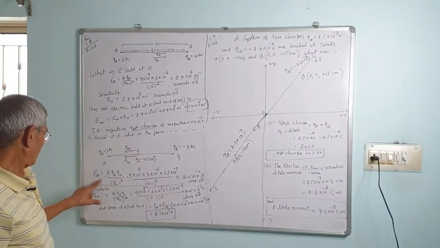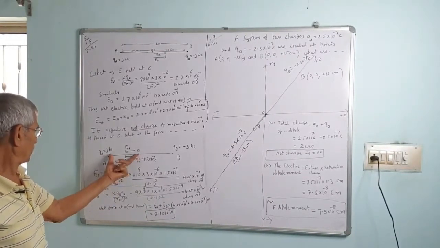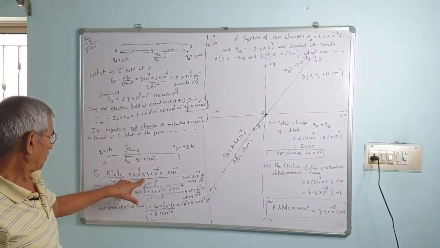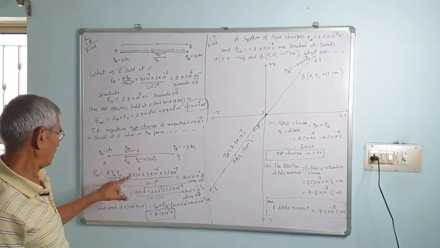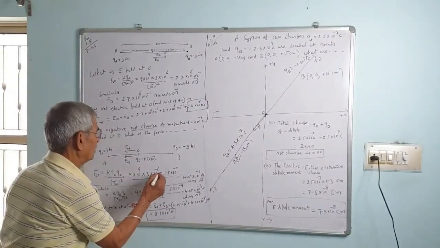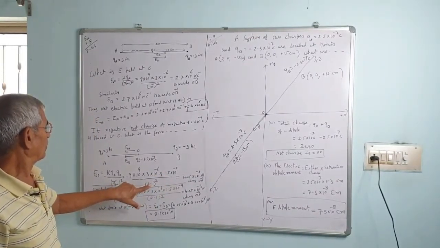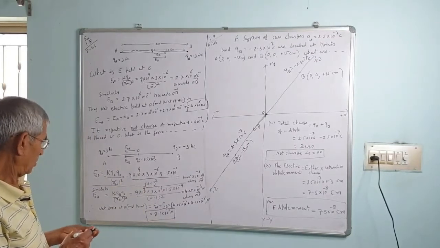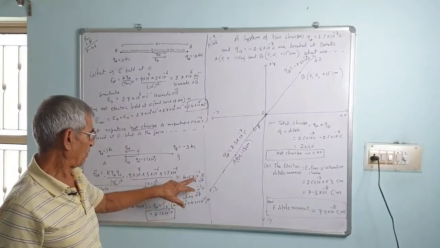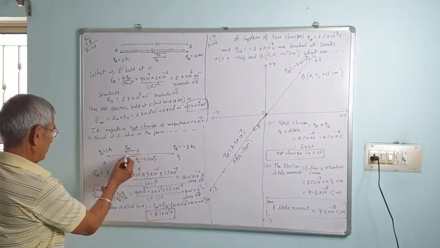OA. So FOA is equal to K QA Q naught upon RAO square, AO square, this is the separation. That will be 9 into 10 raised to power 9 multiplied by 3 into 10 raised to minus 6, QA, multiplied by Q naught, that is 1.5 into 10 raised to power minus 9, divided by 0.1 square. That comes to about 4.05 multiplied by 10 raised to power minus 3 Newton. What is the direction? Along OA.